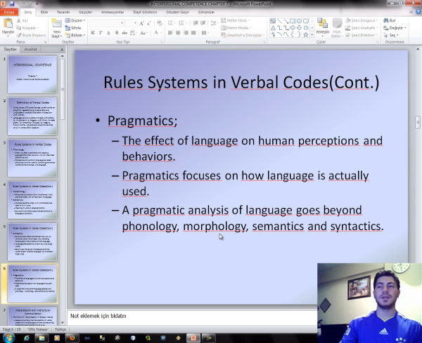Pragmatics. The effect of language on human perceptions and behaviors. Pragmatics focuses on how language is actually used. A pragmatic analysis of language goes beyond phonology, morphology, semantics, and syntactics.